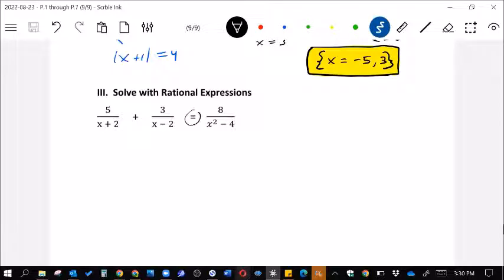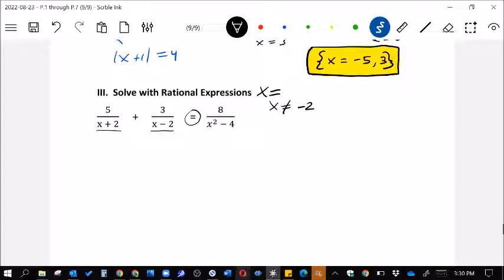Now, let's solve with rational expressions. And solve means there's an equal sign, and at our end, we want to say x is equal to. So we need to know what numbers will work for this. We already know 2 things. We know that x cannot be negative 2, because that would make a 0 in this denominator here.